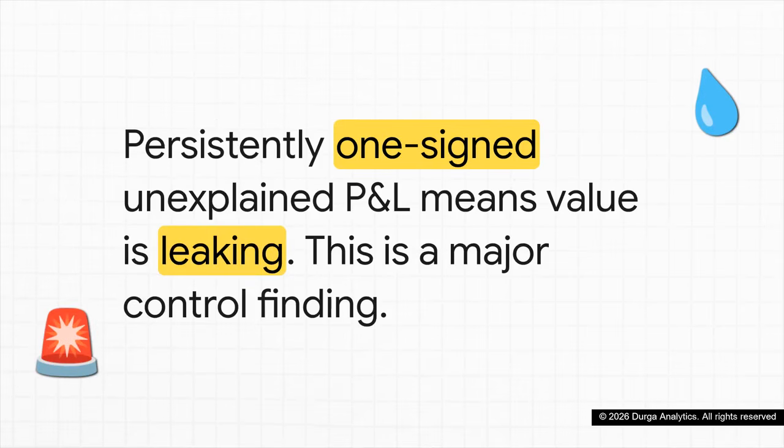Now here is the kicker. A persistently negative, unexplained component isn't just some quirky modeling error. It is honestly the most serious control finding a desk can have. Listen, if your unexplained P&L is small and random, that's just normal market noise. If it's large and random, well, your model is probably missing a risk factor. But if it is persistently negative month after month after month, it means value is physically leaking out of your desk somewhere the attribution just cannot see.